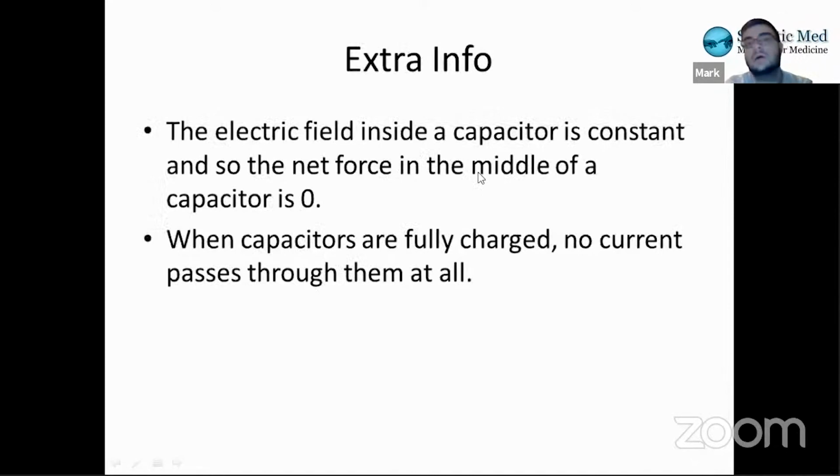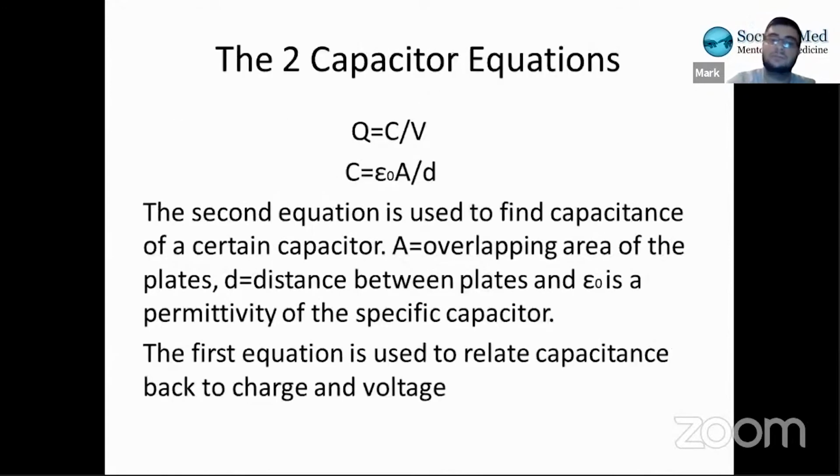The electric field, like I said, inside a capacitor is constant, right? We haven't talked about electric fields yet, but if you already know what that is, the electric field is constant. The net force in the middle of a capacitor is 0 on anything, like on a dipole or something that's inside. If you had a positive or negative charge, the net force on it would be 0, the electrostatic force mainly. When capacitors are fully charged, no current passes through them at all, right?